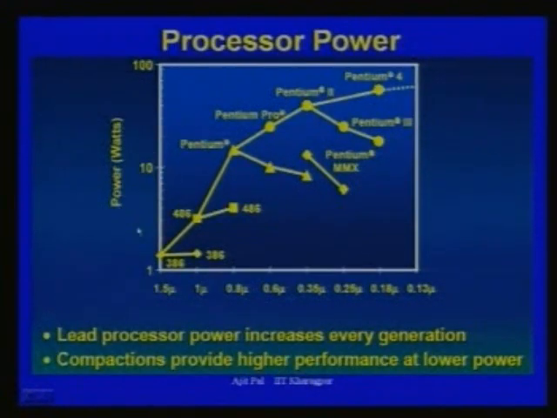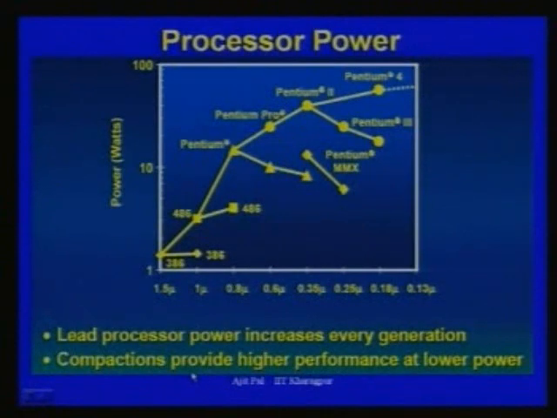Second, you can see here how the power dissipation of Intel processors has increased over the years. It has reached close to 100 watts, in spite of the fact that we have gone from 1.5 micron to 0.13 micron for Pentium processors. Now, of course, the latest processors have been introduced with technology of smaller dimensions. However, the leading processor power increases every generation. As you go from one generation to the next, the number of transistors per chip is increasing, and as a consequence power dissipation is increasing.